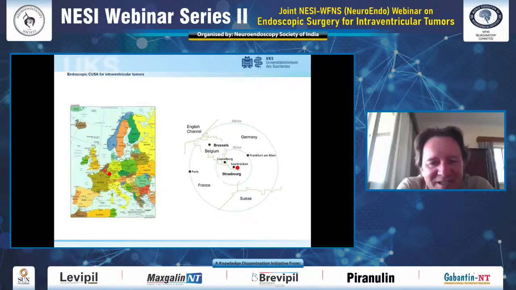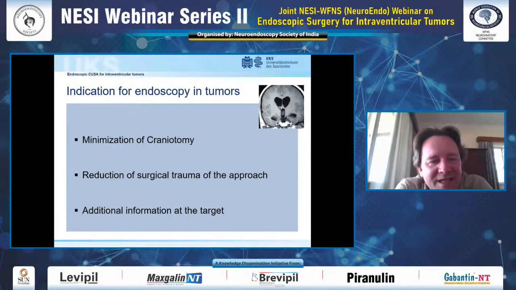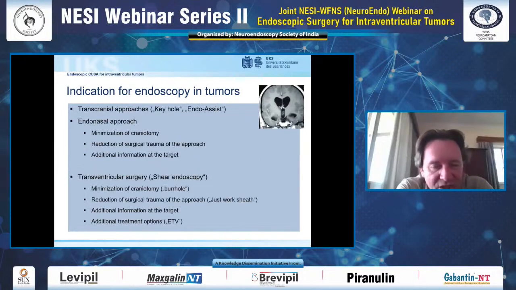This is where I'm from. Most of you know this, and this is our department. When we think about indications for endoscopy in tumors, we usually think about a smaller craniotomy, as I discussed just now with the lamina terminalis approach. Then we use reduction of the surgical trauma. In intraventricular surgery, we usually think about reduction of the surgical trauma because particularly the third ventricle is very difficult to access. So there are a lot of different indications for endoscopy in tumors.